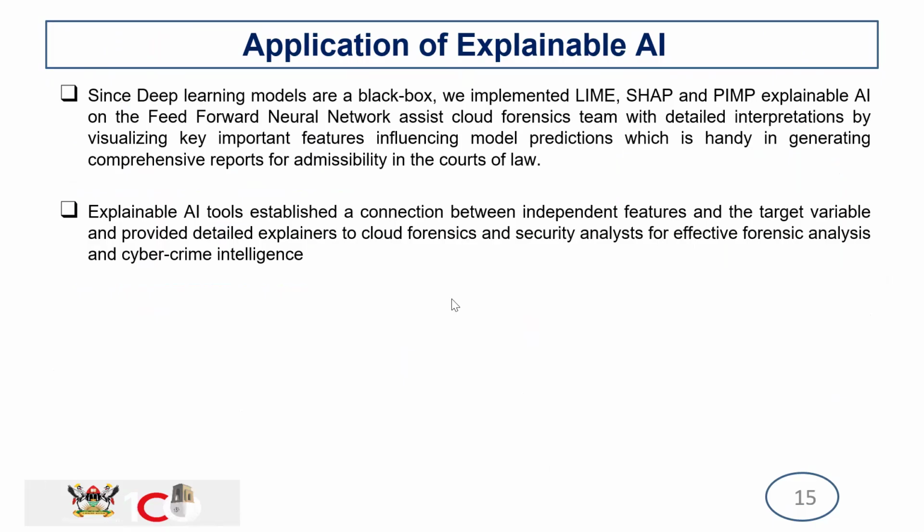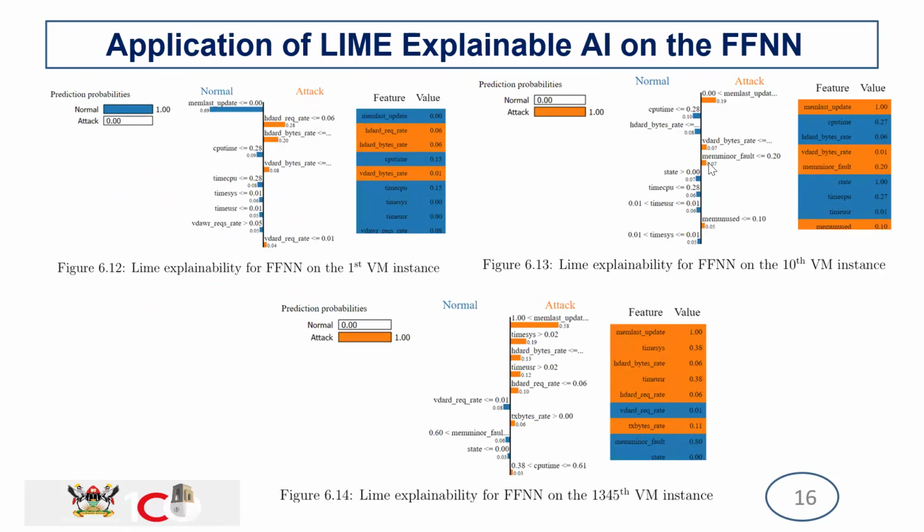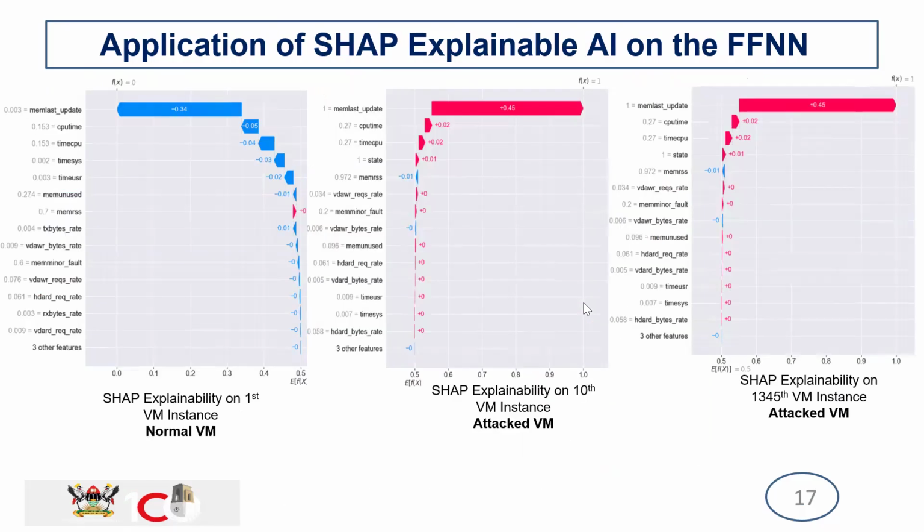Application of explainable AI. So I implemented LIME, SHAP and feature permutation importance. Now this slide shows the application of explainable artificial intelligence on a feed-forward neural network. This is for the first VM instance, this LIME plot. This is for the 1345 VM instance. And you will see that memory last update is the feature here that the model relies on to make its prediction.